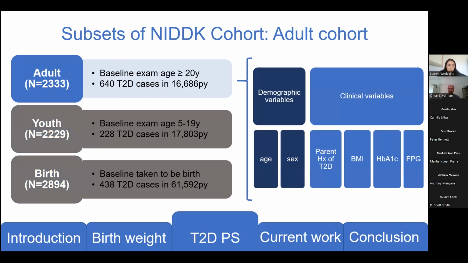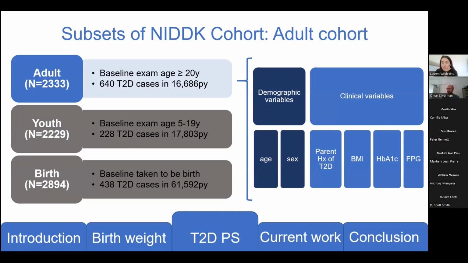There's also the youth cohort just below that. And that has a baseline exam at age 5 to 19 years. And then for the birth cohort, this was kind of a simulation because we didn't truly have people who had enrolled at birth in this study. People could enroll from age 5 and up and then be followed up over time. But this was a cohort that was constructed using data that would be available at their birth.